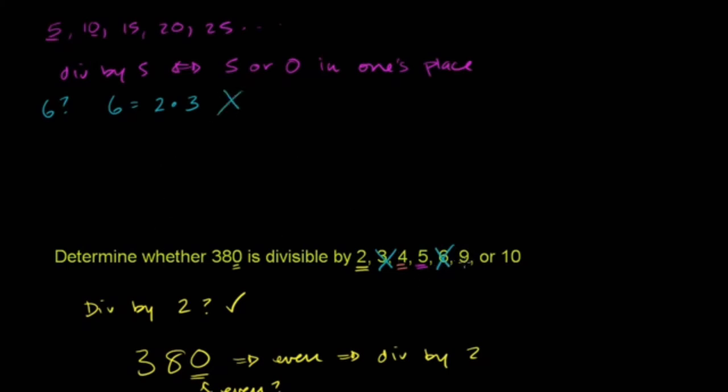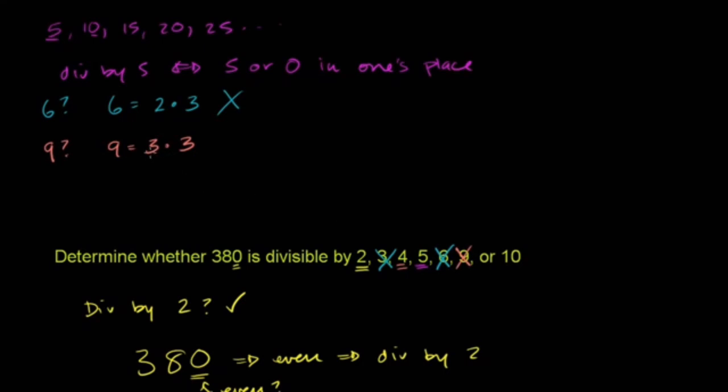Now let's go to 9. So divisibility by 9. You can make a similar argument here that if something is not divisible by 3, there's no way it's going to be divisible by 9, because 9 is equal to 3 times 3. So to be divisible by 9, you have to be divisible by 3 at least twice. At least two 3's have to go into your number. And this isn't the case. So you could already knock 9 out.